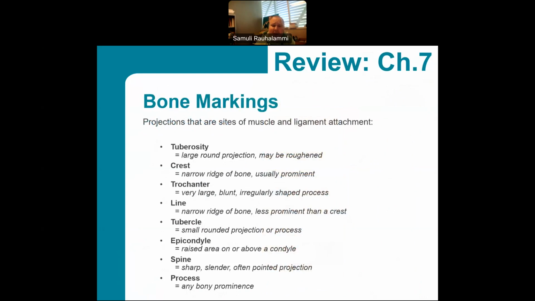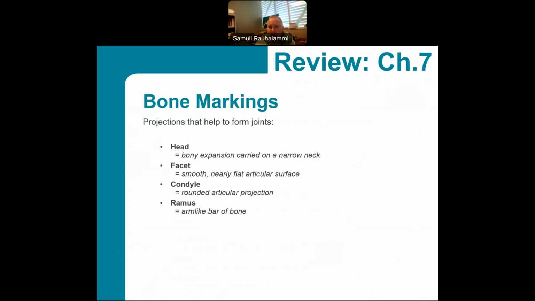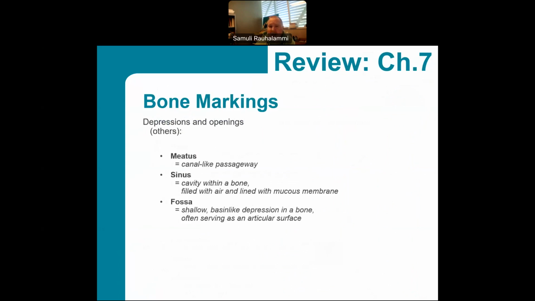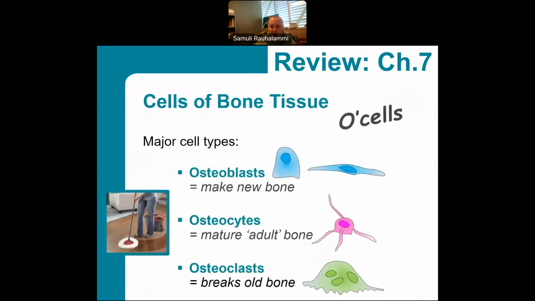In a couple of weeks, when we look more into the bones, we'll definitely see more about the different bone markings. We'll see really that we can talk about projections, we can talk about joint regions, we can talk about depressions or openings on the bone surface. And that allows us to formulate that kind of common language. So really the best way to learn this is by looking at the individual bones.